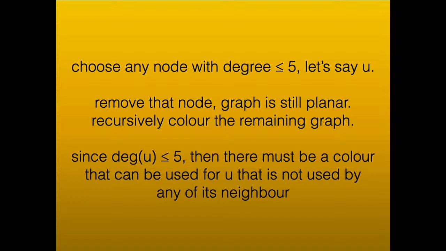So it's still planar. There's still a node with less than or equal to 5 degrees, so we can recursively do that. And then when we already have the rest of the graph colored, this node, because there are only at most 5 degrees, the node that we take out initially, we still have at least one color remaining, then use that color. So that's how you do this kind of induction-based construction, right? Okay?